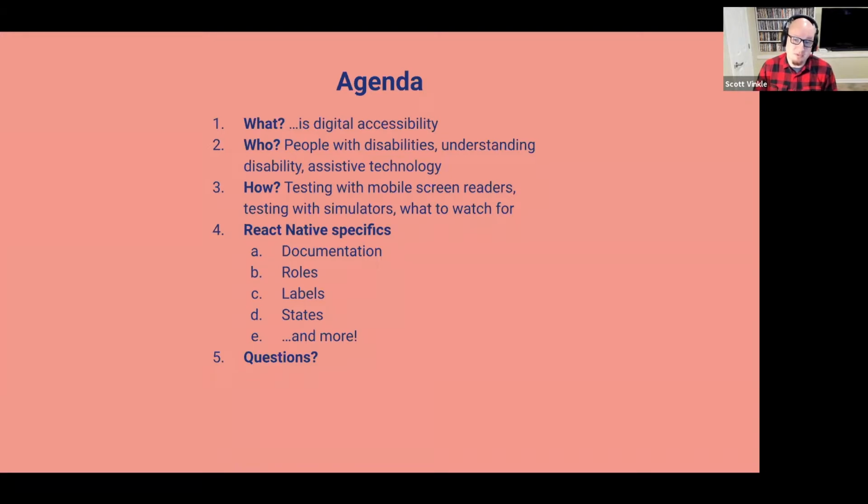Some of the topics we'll discuss include: what is digital accessibility? Who are we including when we talk about accessibility? What assistive technologies are available? How to test using mobile devices and simulators? And then finally, I'll review some React Native specifics, that is, issues I found when testing COVID Shield. And at the end, we'll have some time for questions.